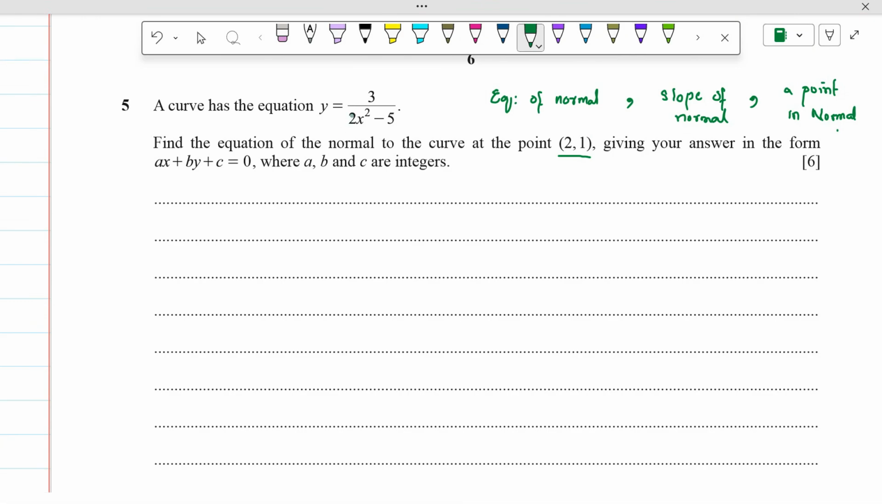The slope of the normal is perpendicular to the slope of the tangent at this point. So we can find the slope of the tangent to the curve at this point. So first we find the slope of the tangent. The slope of the tangent is equal to the derivative of the curve at the given point, which is (2, 1).